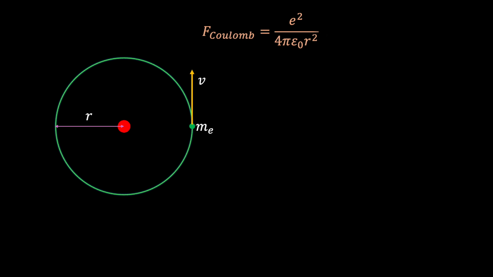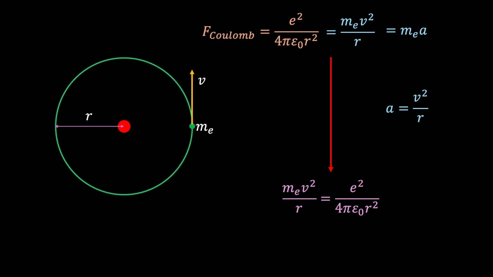Now, it is the electrostatic Coulomb force between the electron and proton that provides the centripetal force required to keep the electron moving in its circular orbit. And we know from Newton's second law that this centripetal force is equal to m v squared divided by r, which is simply a statement of F equals m a, where a is equal to v squared over r.